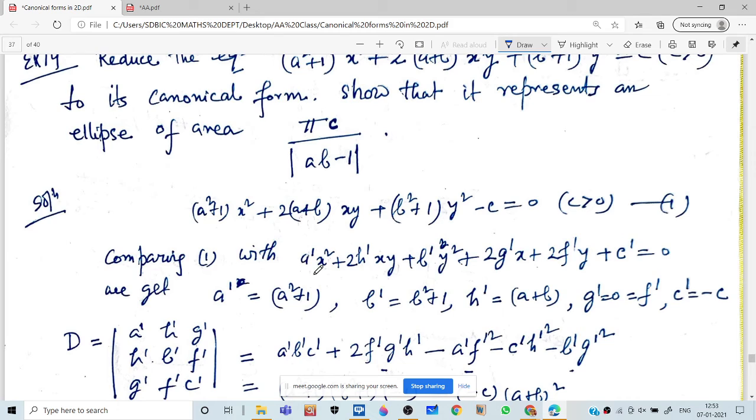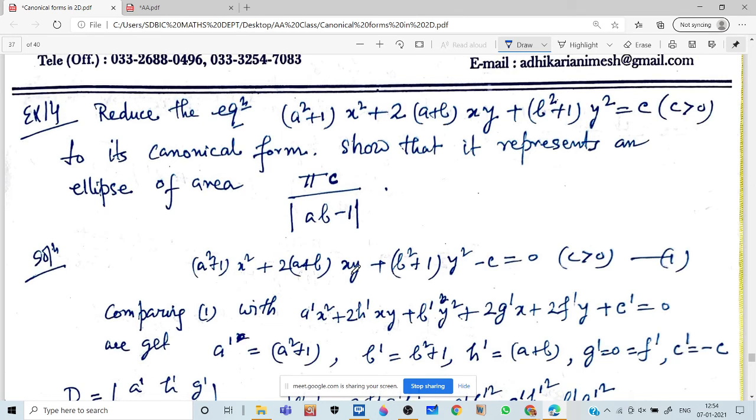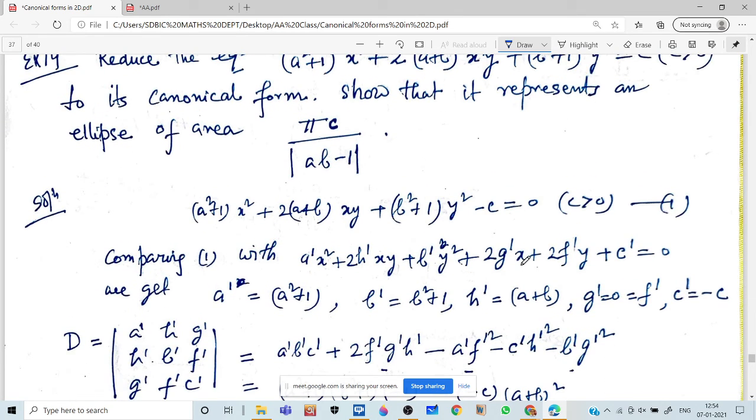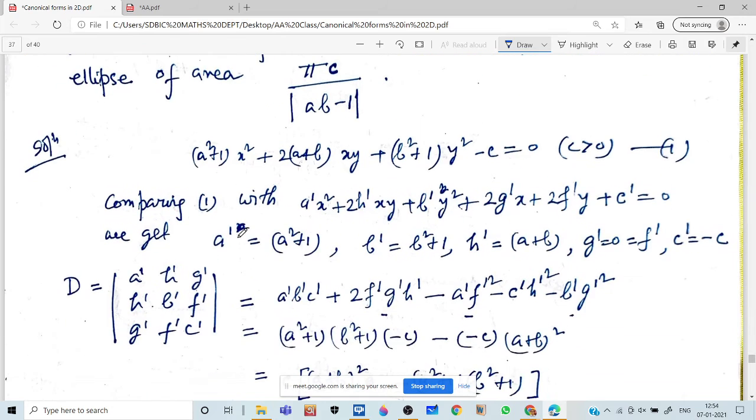Here we use a dash, h dash, b dash, g dash, f dash, c dash, because the given equation already uses the notation a, b, c. To differentiate from the given notation, we use a dash, h dash, b dash, g dash, f dash and c dash. So a dash is equal to this, b dash is equal to this, h dash is equal to this, and c dash is equal to this.